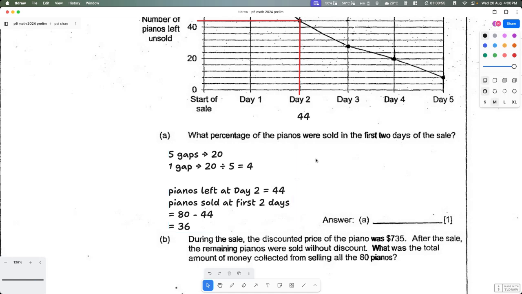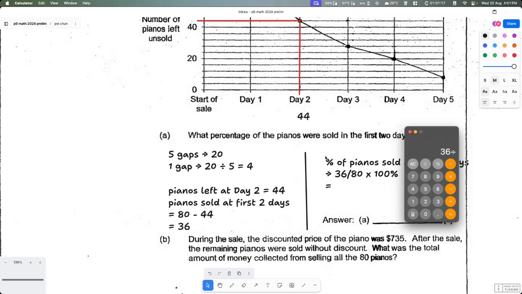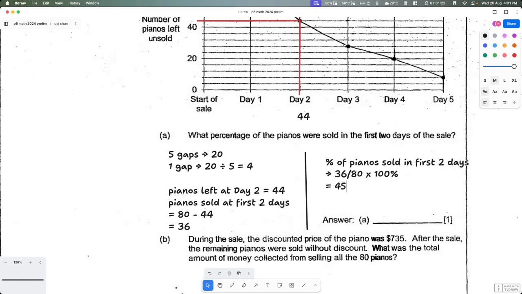So percentage of pianos sold in the first 2 days is equal to 36 out of 80 times 100%, which is 36 divided by 80 times 100, 45%. So the answer is 45%. There you go. All right, let's move on to the next question.